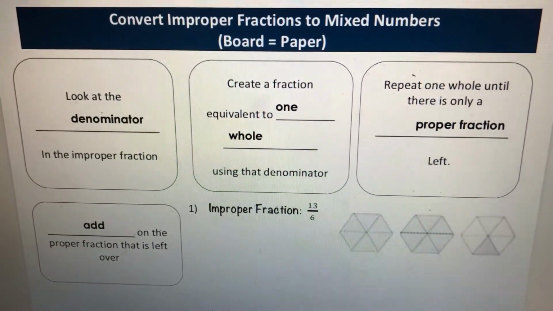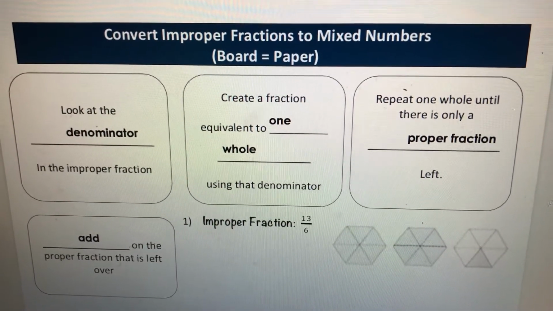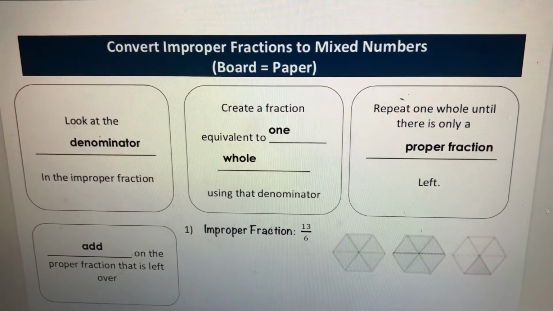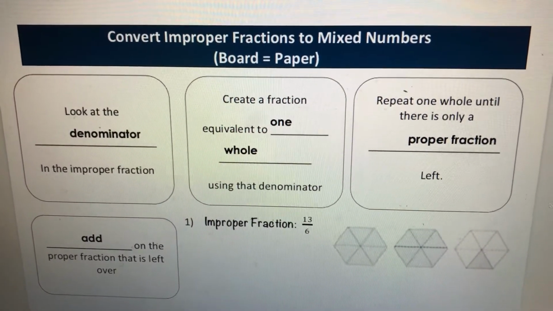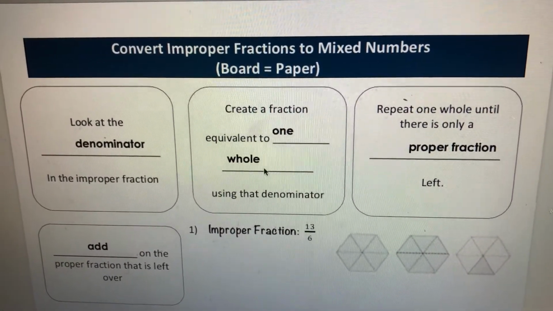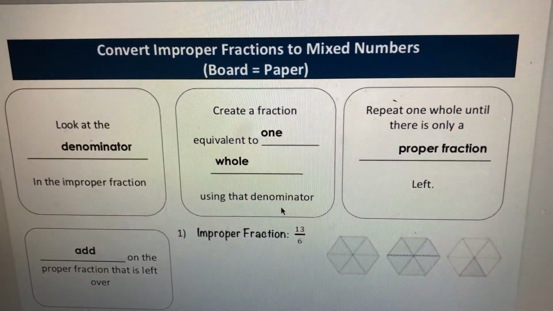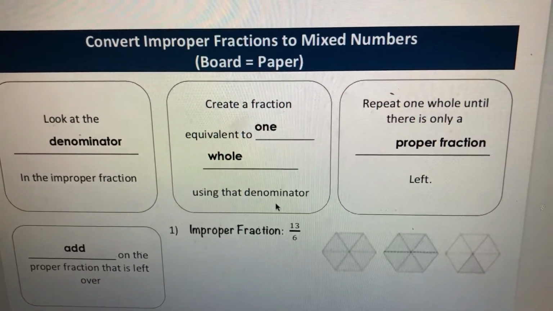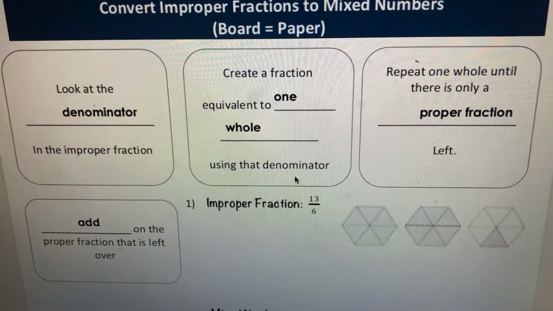Today we're going to continue to review how to change an improper fraction into a mixed number. So, changing a fraction into a number with a whole number and a proper fraction. The first thing we're going to do is look at the denominator of the improper fraction. Then we're going to create a fraction that's equivalent to one whole using that denominator. We're actually going to draw a picture to do that. Then we're going to repeat one whole until there is only a proper fraction left, and you're going to add on that proper fraction that is left over.